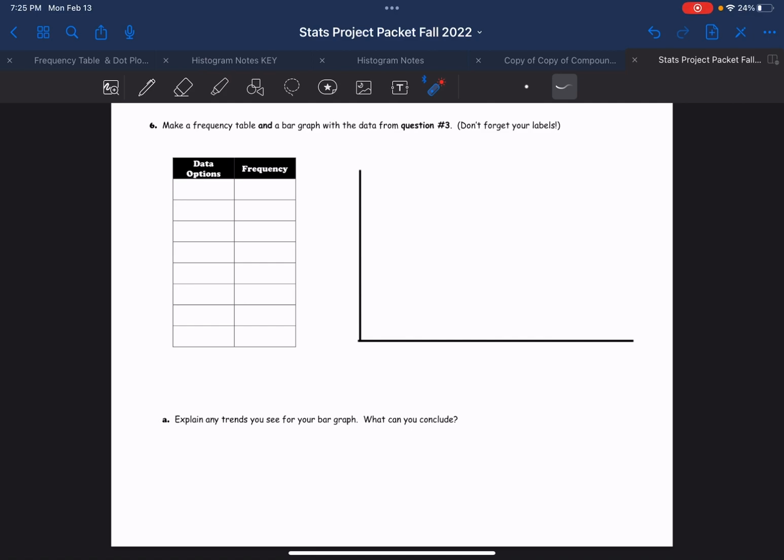All right, and then the last thing you're going to do is explain the trends you see for your bar graph. What conclusions can you make? What can you say about this? All right, so you might say something like, more people like chocolate than strawberry, for example. What can you conclude? That more people like chocolate? Or chocolate is the most loved flavor of ice cream, something like that, okay? So explain what you see going on with your data. All right, if you have any questions, please let me know.